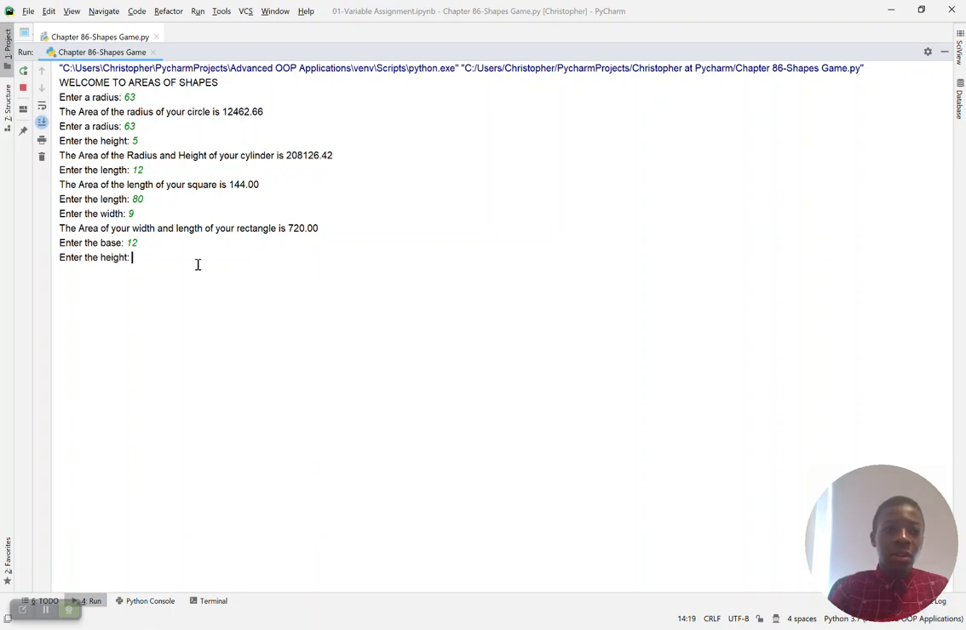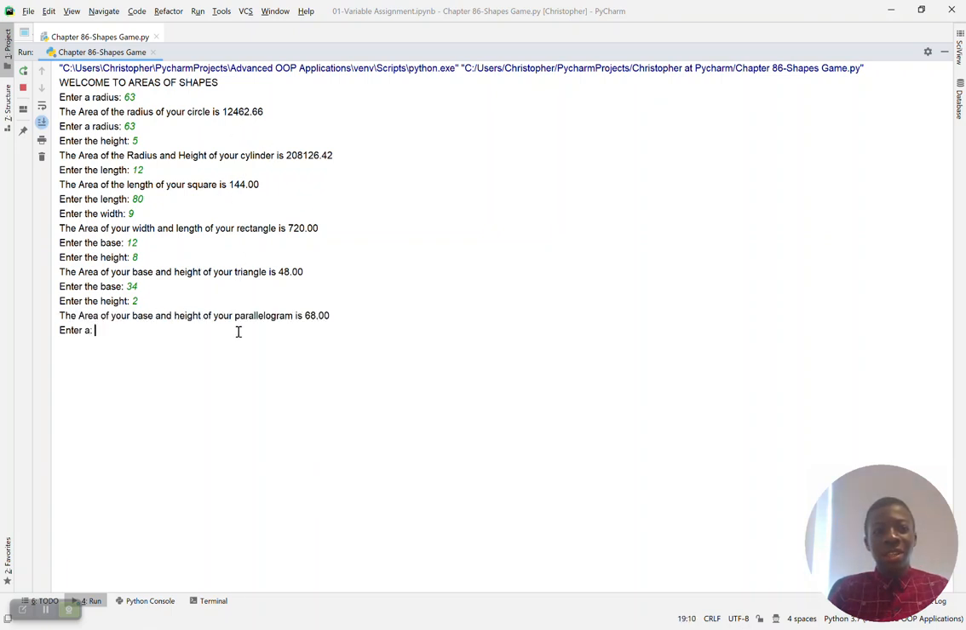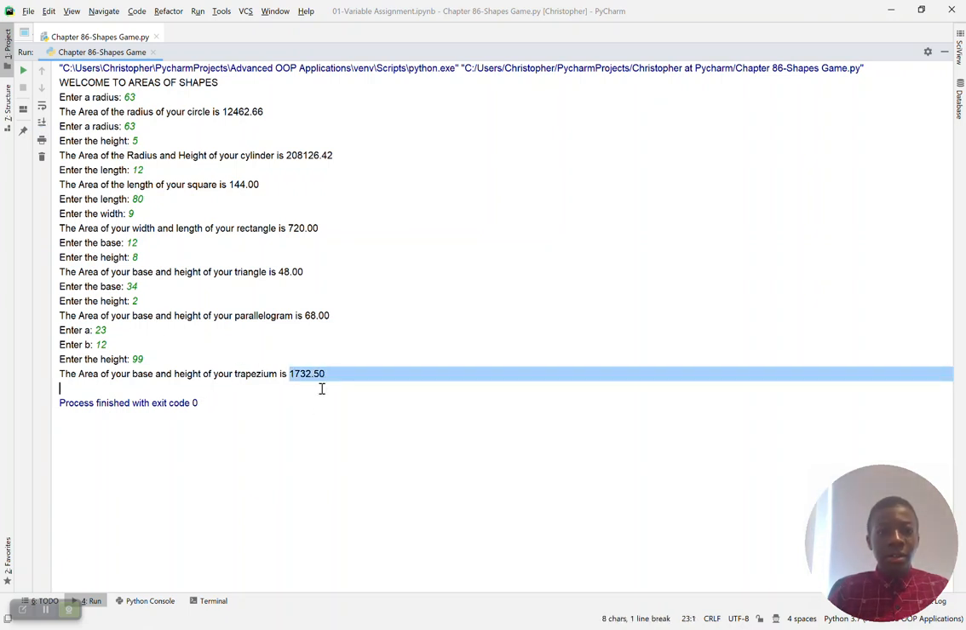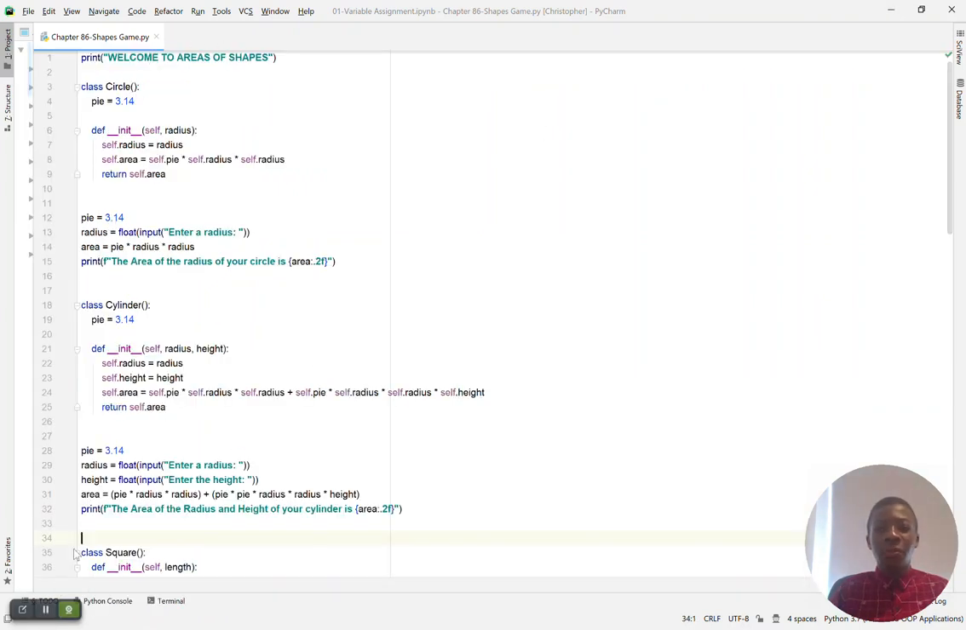So the base is 12, and the height is 8. Same thing for the full triangle, which is the parallelogram. So that's 1, 2, 3, 4, 5, 6. And that'll be the answer to that question we struggled with earlier. There we go. That should be our answer. And it's true. The answer is this. And hopefully, this should be our program run.